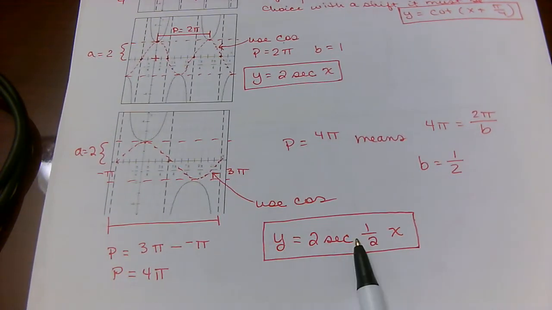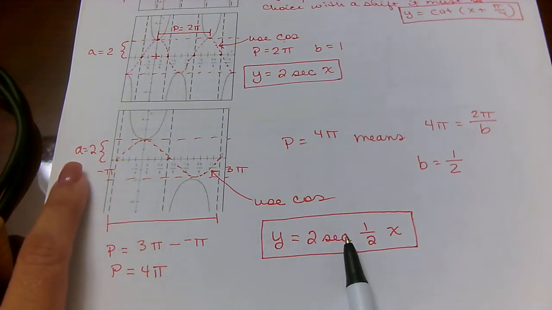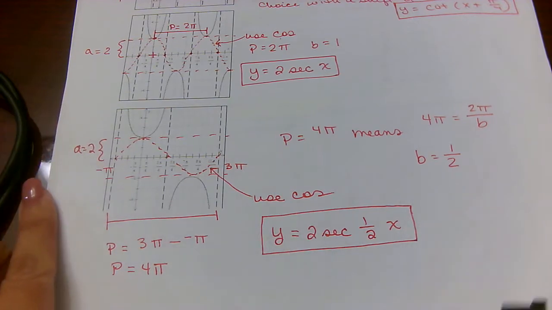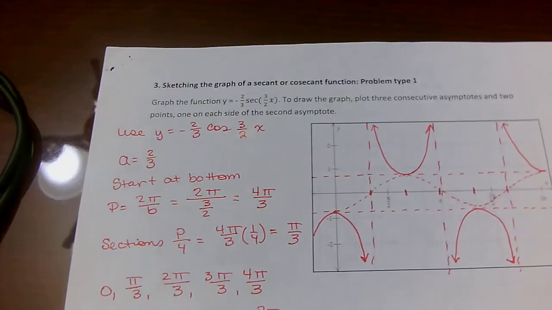Then I'm going to put it all together. Y equals a secant b, and then the x. There is no horizontal shift here. Okay. All right, let's go on to the next question.